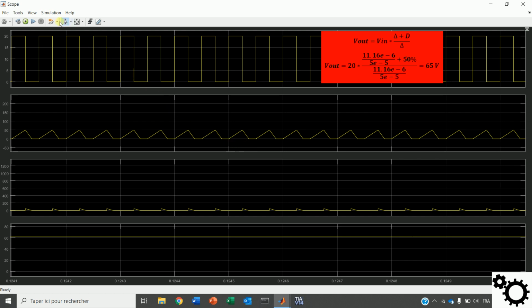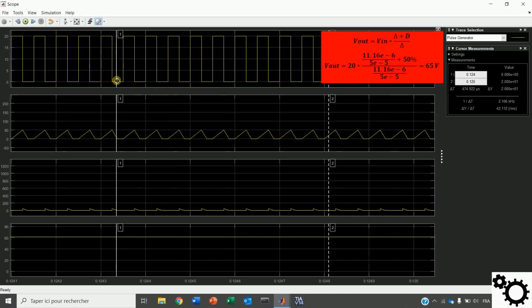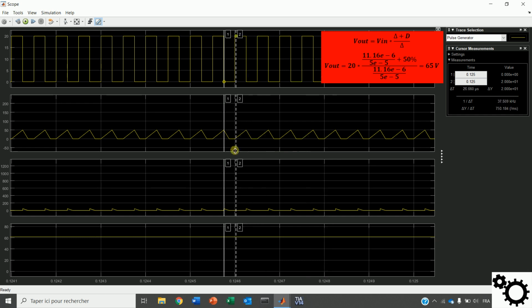So, if we take the value for reaching 0, we have now the time for reaching 0, so we can compute the output voltage.